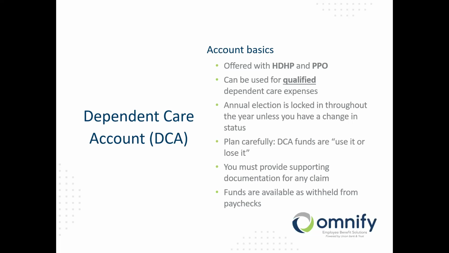When you enroll, you choose an annual election amount, and that's going to be locked in for the year unless you experience a qualifying life event like a marriage, divorce, or the birth of a child. Because of this, planning ahead is really important. DCAs follow a use it or lose it rule set by the IRS, meaning any unused funds at the end of the plan year are going to be forfeited. The good news is that with the high cost of childcare, most people are able to use their full election. Still, it's a good idea to estimate your upcoming expenses carefully so nothing goes to waste.